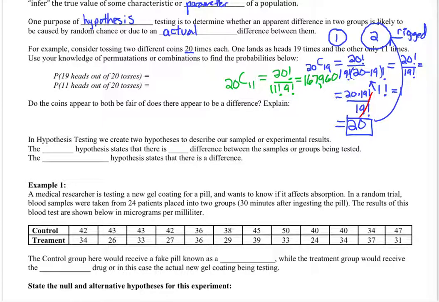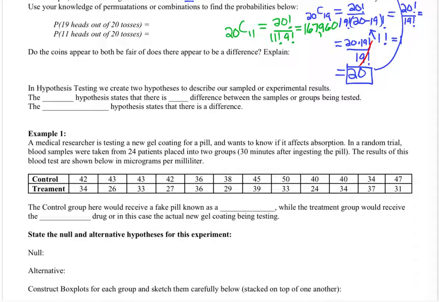Okay, so before we get to our first example and actually compare two groups, I want to go over a couple more vocabulary terms. In hypothesis testing, we can create two hypotheses to describe either our sampled or our experimental values, our experimental results. One of those hypotheses is called the null hypothesis. The null hypothesis basically just states that there's no difference between the two groups or samples that you're testing, nothing funny going on.